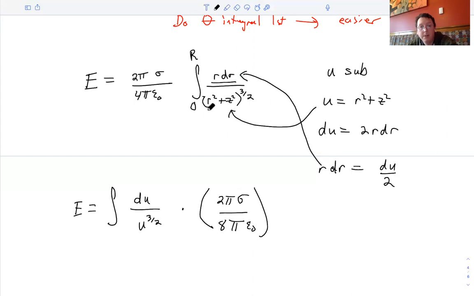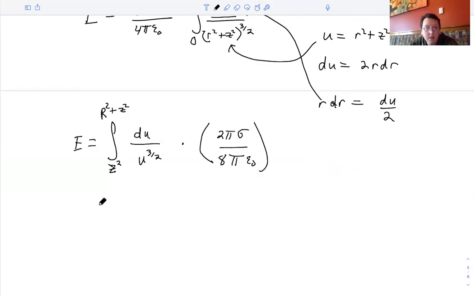Now, what about the limits of integration? I'm integrating over u. When r is 0, u is z squared. So the lower limit for u is z squared. On the other hand, when lowercase r equals capital R, the upper limit for u is r squared plus z squared. You see how I did that? I looked at the limits written in terms of r, and I used my equations to convert them into limits in terms of u. All right, so now we're pretty much there.